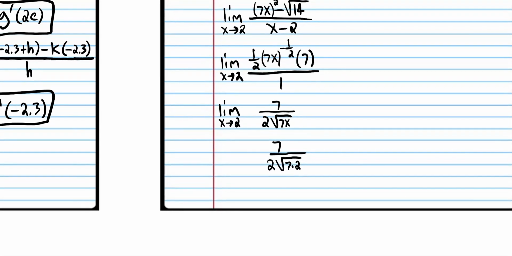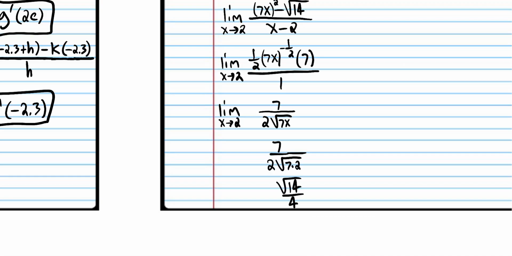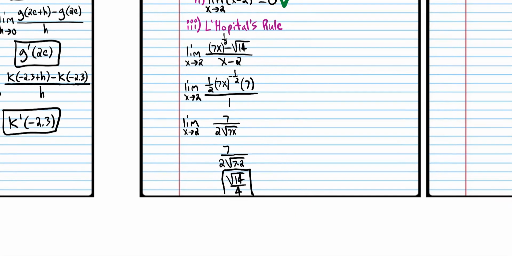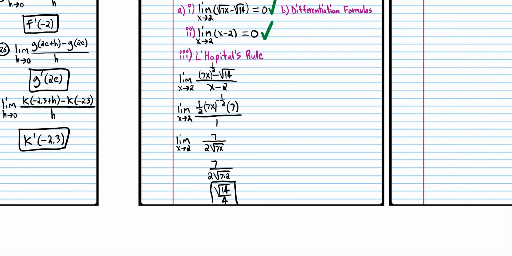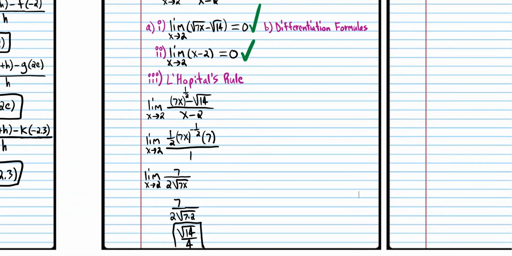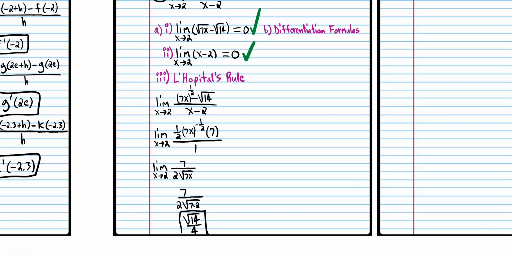And our final answer, when we reduce and everything, we get root 14 over 4. So there you go. When we rationalize the denominator, you should get root 14 over 4. So that is L'Hopital's rule. That's probably not the best way to do it, but that is one of the faster ways to do it.